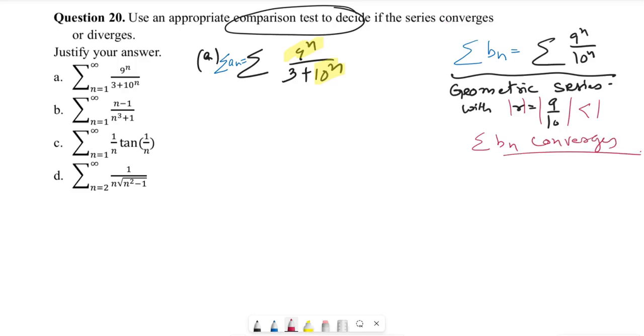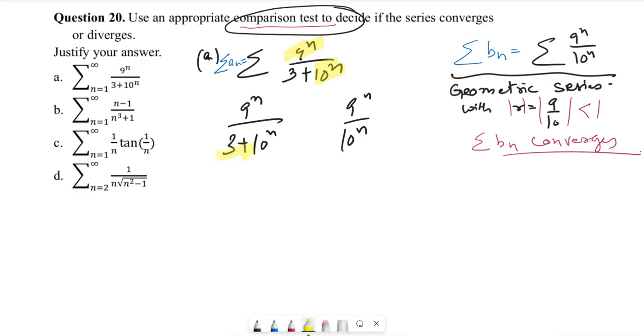Remember, to use the comparison test, we should have positive term series. The series is positive already, so we don't have to worry about that. That condition is satisfied. So let's work on the comparison. We know that if we have this fraction for any n and this fraction for any n, what do we see as the difference between these two?